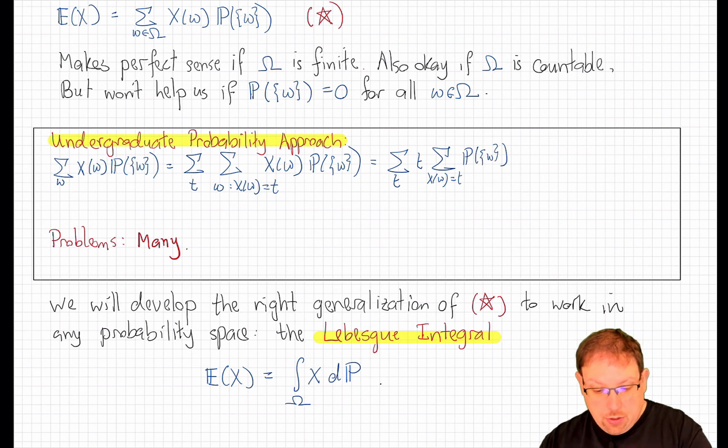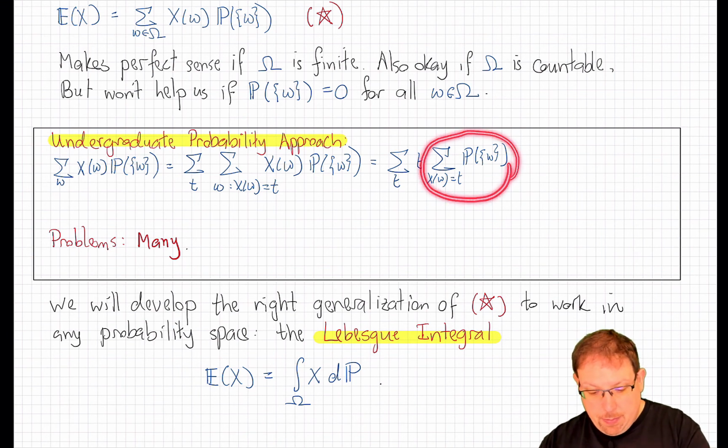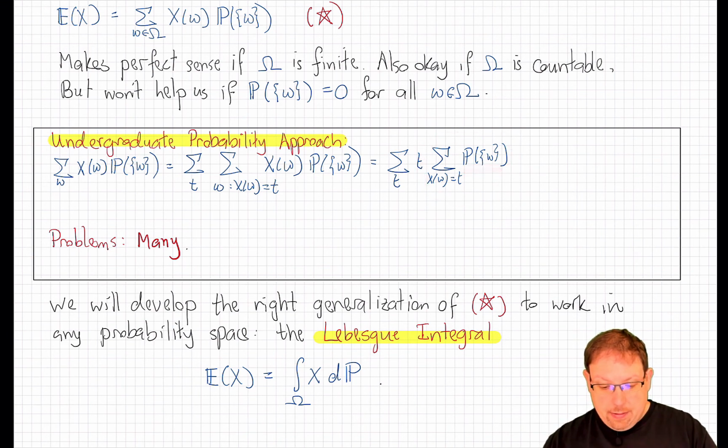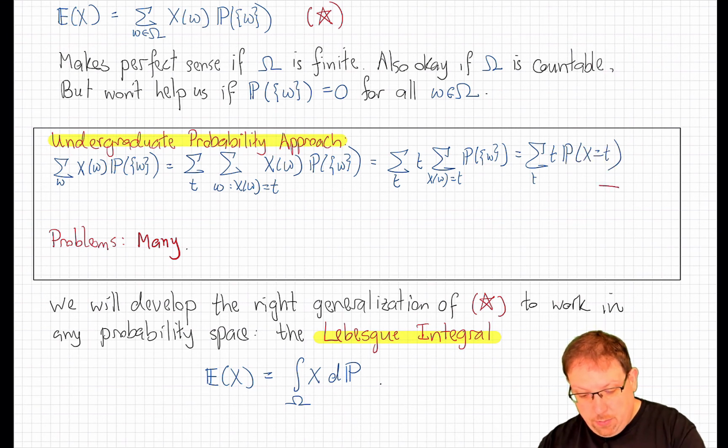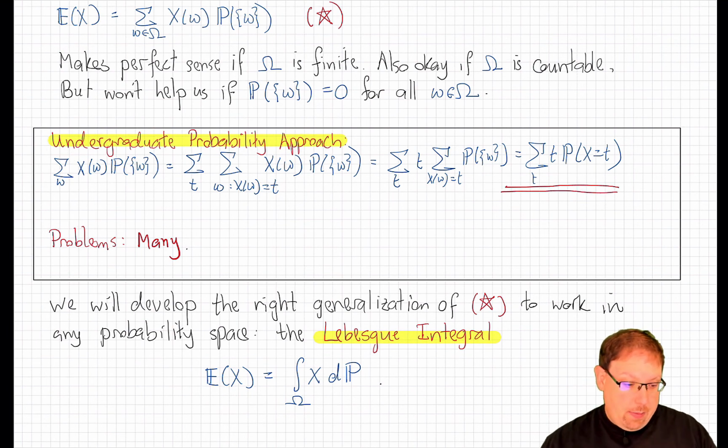And now we note that this inside sum, the sum of the probability of the singleton omega over the set where X of omega is equal to t, again by the finite additivity of probability, is nothing other than the probability that X equals t. And there we have our alternate formula for expectation in this discrete setting.